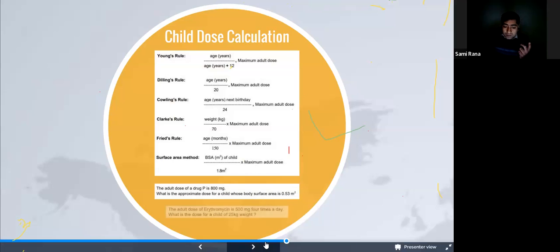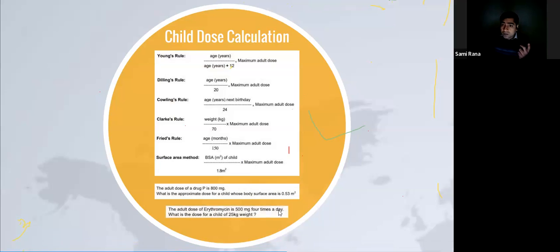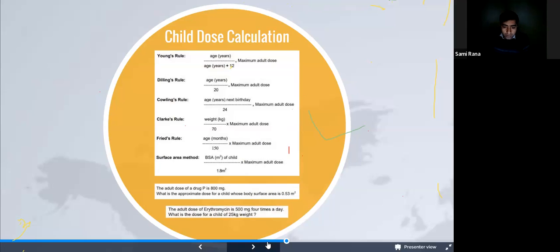Or in another example, if they are giving you the weight in kgs, use this formula, Clark's formula. Okay, so this is pretty simple, and you need to memorize these formulas. Very easy. You write it down several times and you're gonna memorize it. Make your own mnemonics or your own shortcuts.